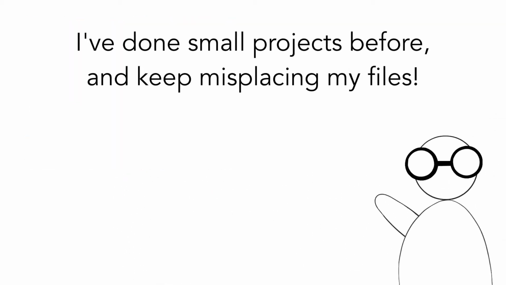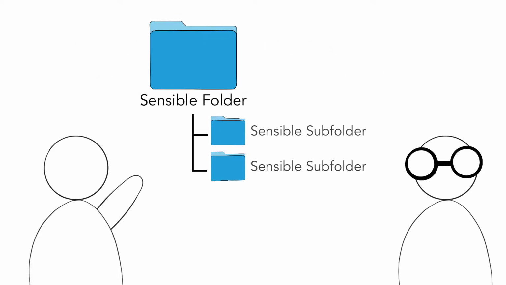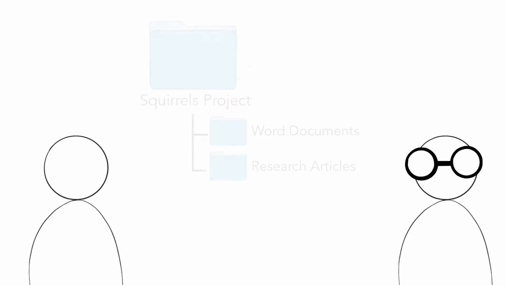I've done small projects before and keep misplacing my files. Is there a way to store them so I can find everything quickly? When you start your project, it's always best to come up with a folder structure that makes sense to you. For example, a top-level folder with the project name and subfolders labelled Word documents, research articles, images, or any other type of information you may have. You can organise these however you like, as long as you are consistent.